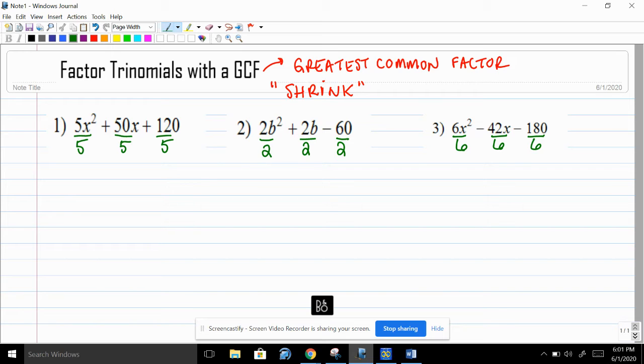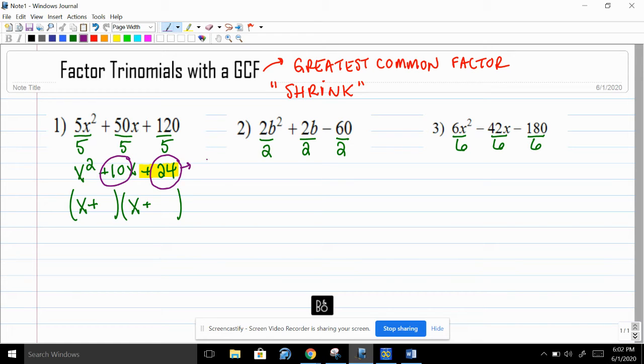So in number 1, after dividing by 5, I end up with 1x squared, the 1 I can keep invisible, plus 10x plus 120 divided by 5 is 24. So what happened after I shrunk it down is I ended up with a trinomial with a leading coefficient of 1, which we already know how to do. I make my earmuffs. I put my x's. The last number in this problem is a positive, so that means my signs are going to be the same. The middle sign is a positive, so I'm going to have a plus plus. So I've got to find two numbers that multiply to 24 and add to 10.